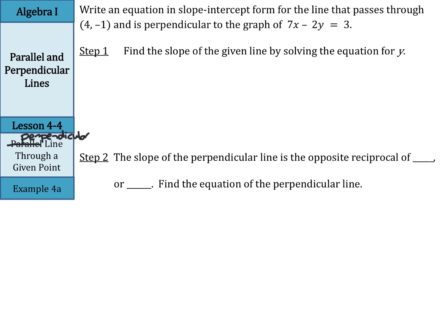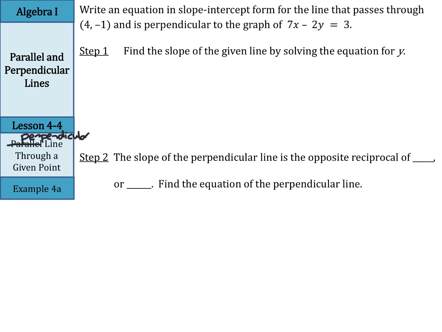In example 4a, we're going to find a perpendicular line through a given point. So write an equation in slope-intercept form for the line that passes through (4, -1) and is perpendicular to the graph of 7x minus 2y equals 3. So the first step is we need to find the slope of 7x minus 2y equals 3, but it's not in slope-intercept form, so it's not easy to identify the slope quite yet.